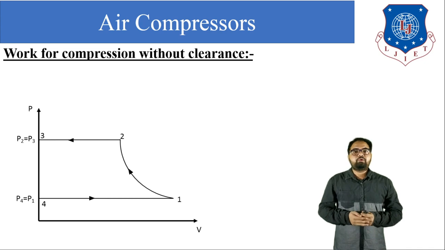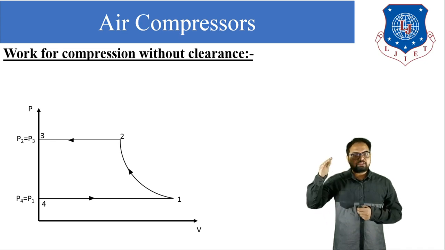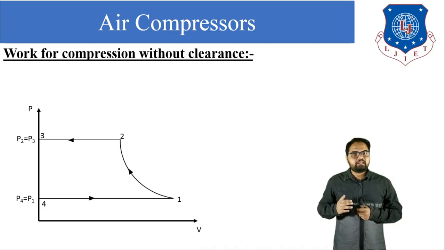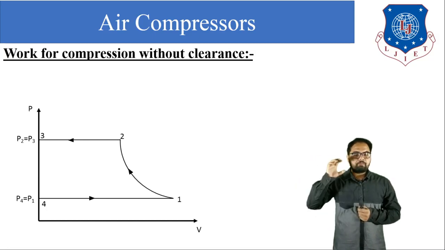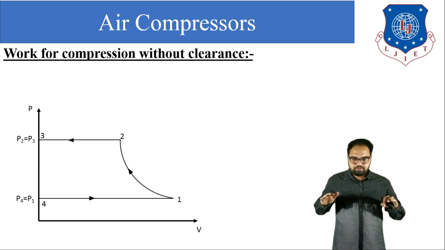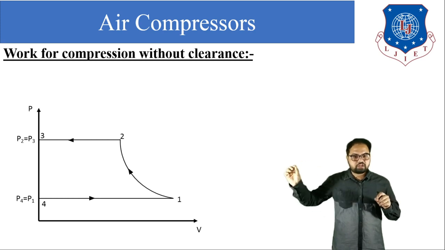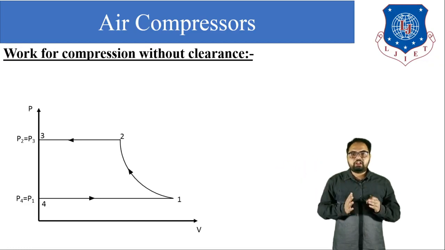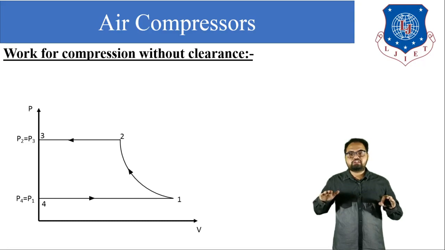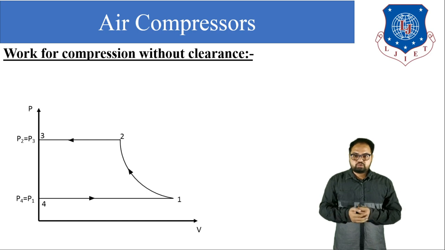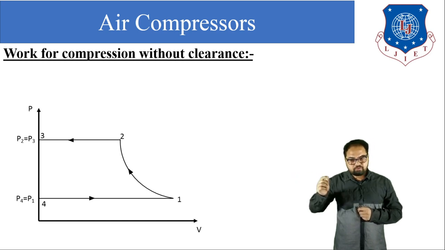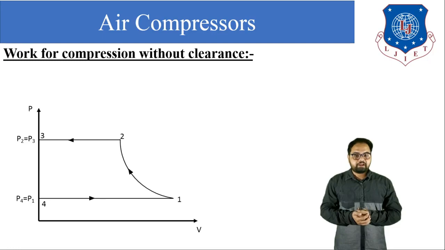Okay. So during starting, when the piston travels from TDC to BDC, a negative pressure is generated inside the cylinder. Due to that, the suction valve remains open and the delivery valve remains closed, and air is sucked from the atmosphere into the cylinder until constant pressure is maintained between the outside atmospheric pressure and the inside of the cylinder. This process is represented by line 4 to 1 on the PV diagram.